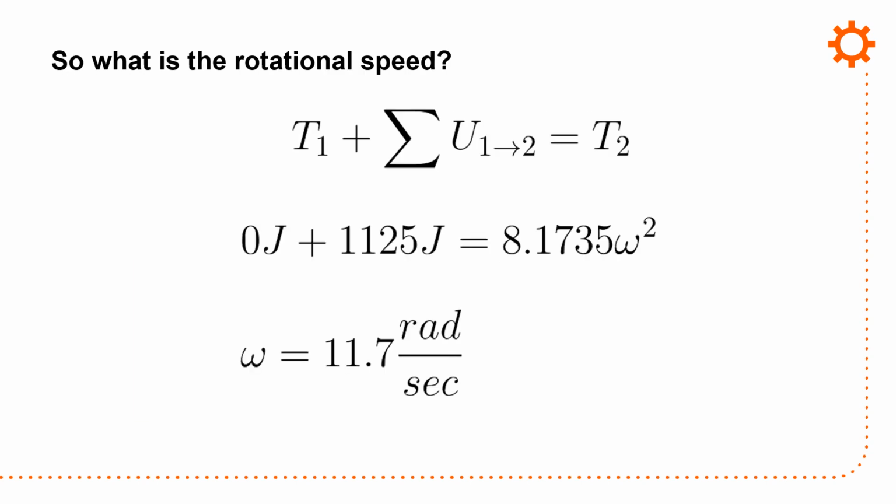So what about rotational speed? The last thing is everything's there. I have T1 equal to 0 because everything starts from rest. I have the work done, 1125 joules, and I have the final result of 8.1735 omega squared. I've neglected gravitational potential because the center of mass has traveled in a horizontal path, and there's nothing that's going to occur in terms of change of potential. So I don't even have to calculate it. If I did work, I probably would have to say position 1, position 2, subtract the two, and say, okay, 0. Omega is equal to 11.7 rads per second.